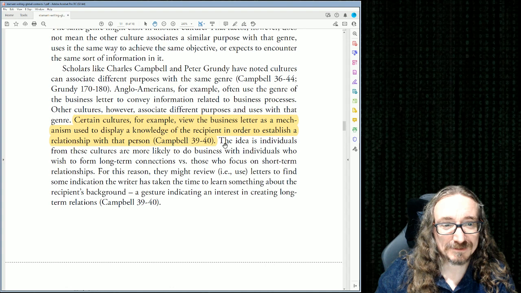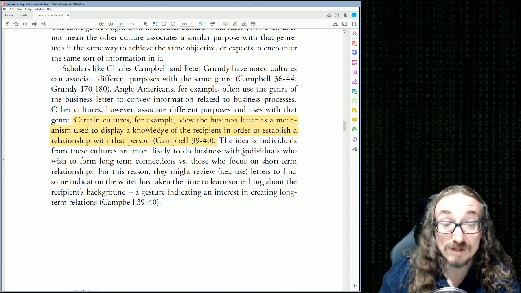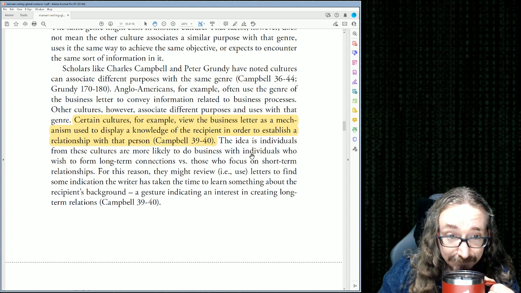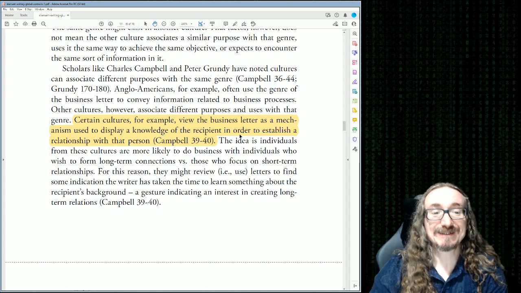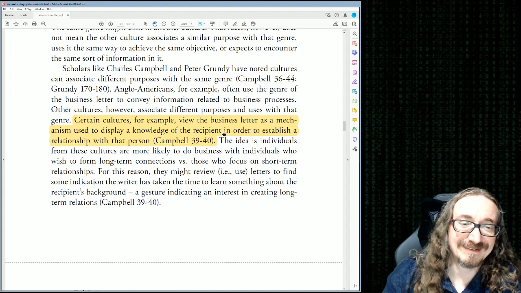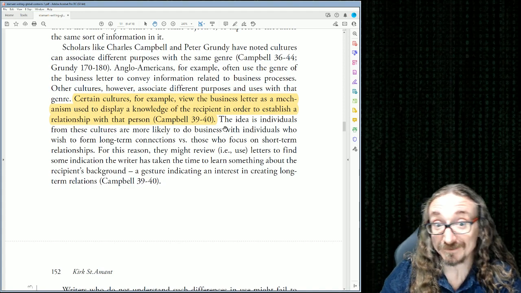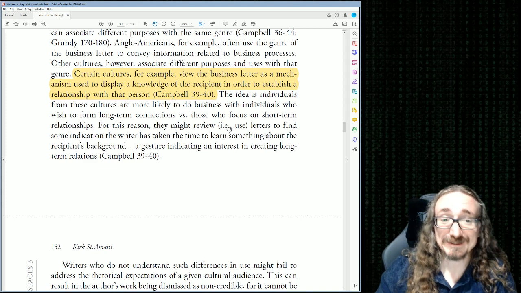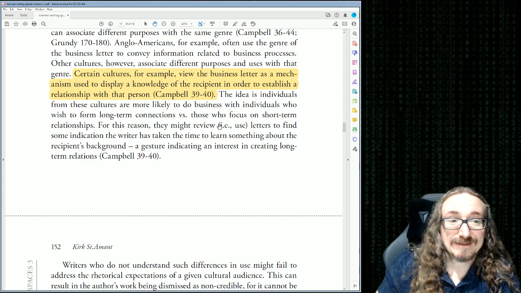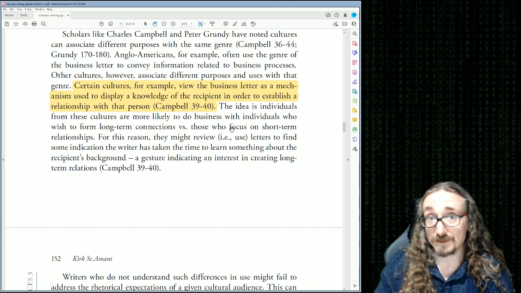Certain cultures view the business letter as a mechanism used to display a knowledge of the recipient in order to establish a relationship with that person. To go back to Kenneth Burke, that's his model of rhetoric, it's about identification, right? Consubstantiality with the audience. My ways are like your ways, or I'm part of your group. That being an important part of business letters.